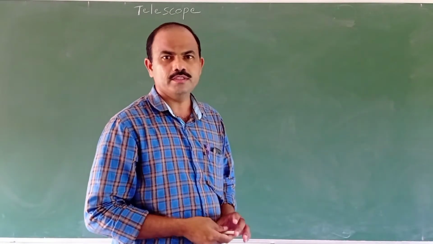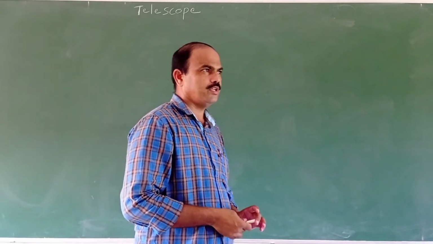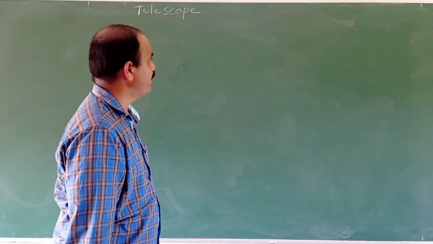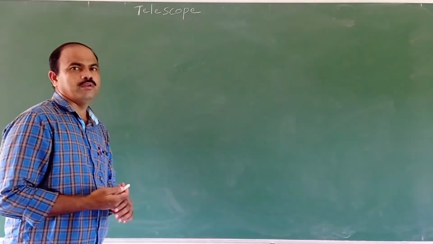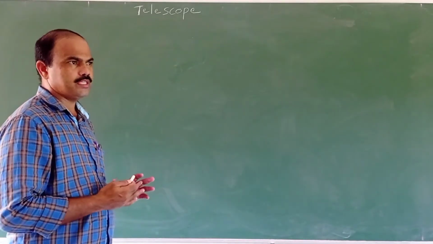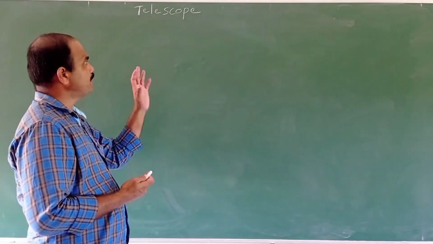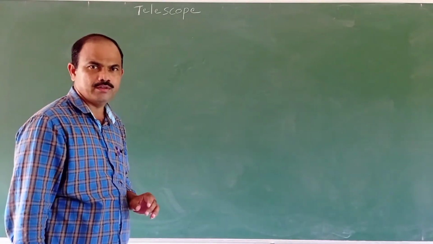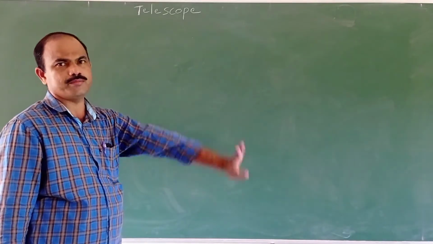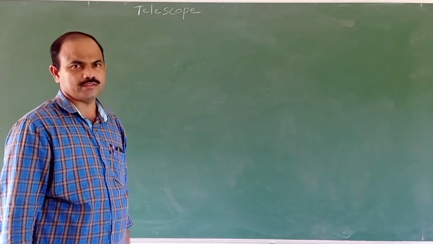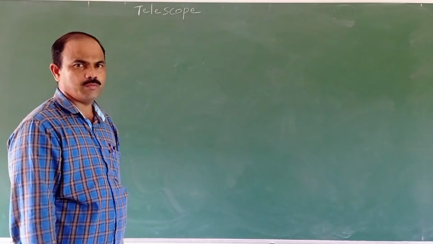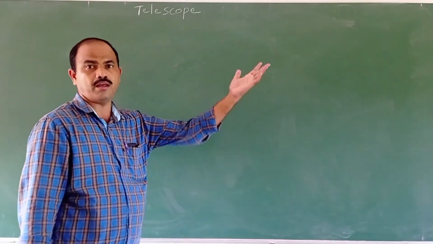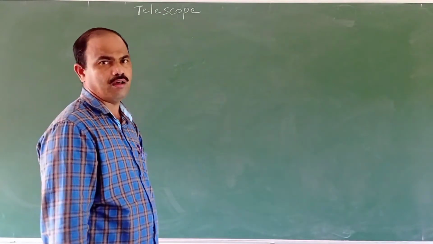Hello children and viewers. In the previous class we discussed the microscope. Now we are entering into the telescope. A microscope is used to see small objects, but a telescope is an optical instrument which is used to see distant objects like the moon and stars.